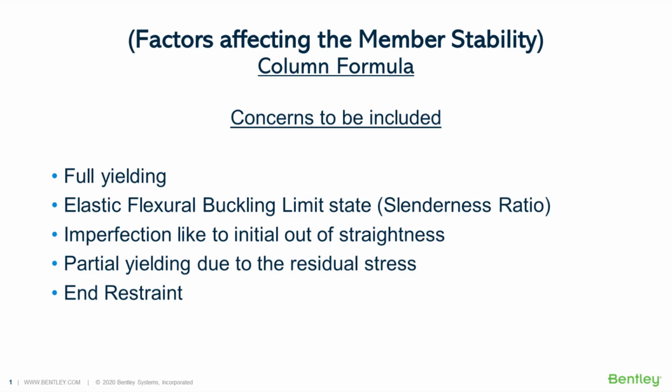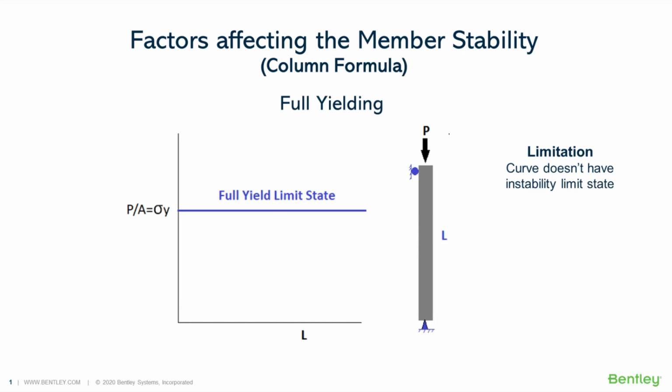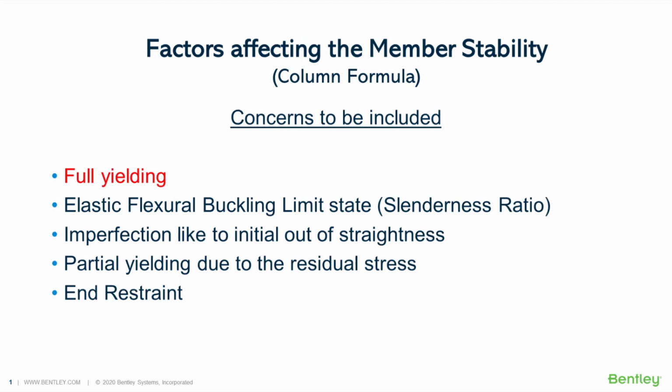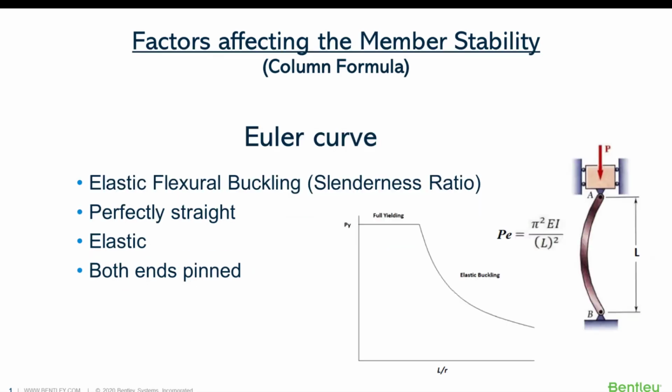Initially, the column capacity was only based on the member full yielding. It's simply squishing the column by a concentric axial load, and without the consideration of buckling effect, we determine the relationship between the applied load and the limit when the full yielding develops. So it's a very simple equation, and the arrangement and everything is very simple. So we have considered the full yielding, but if we keep on increasing the member length, the member will certainly buckle.